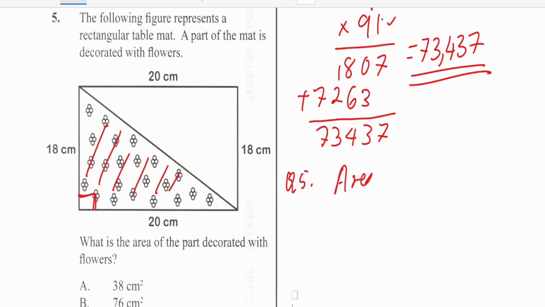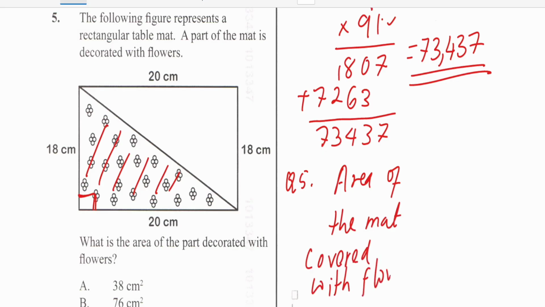You just say the area of the flower garden, or area of the mat covered with the flowers, will be equal to half times base times height. So half times base times height.